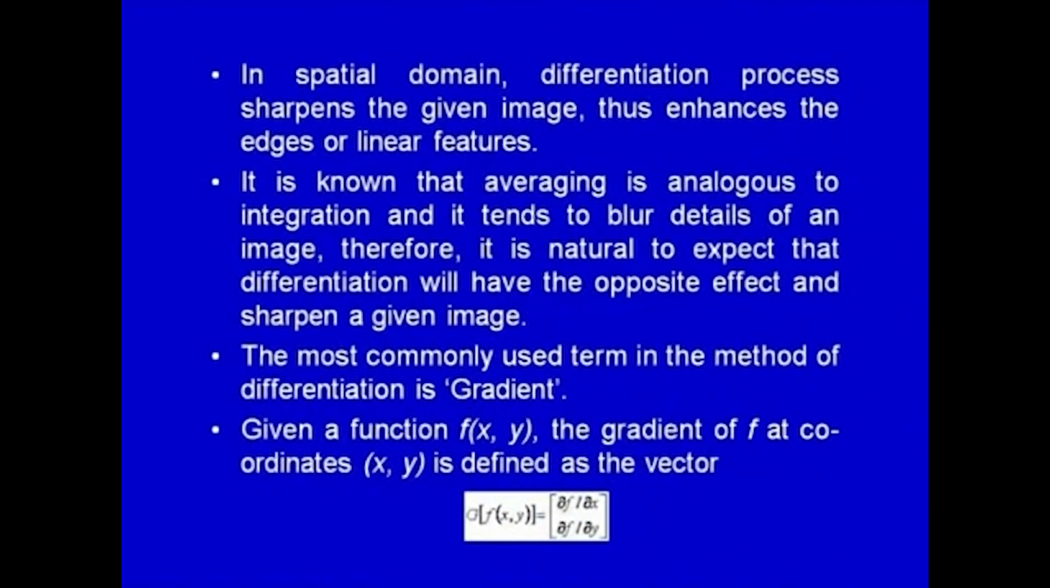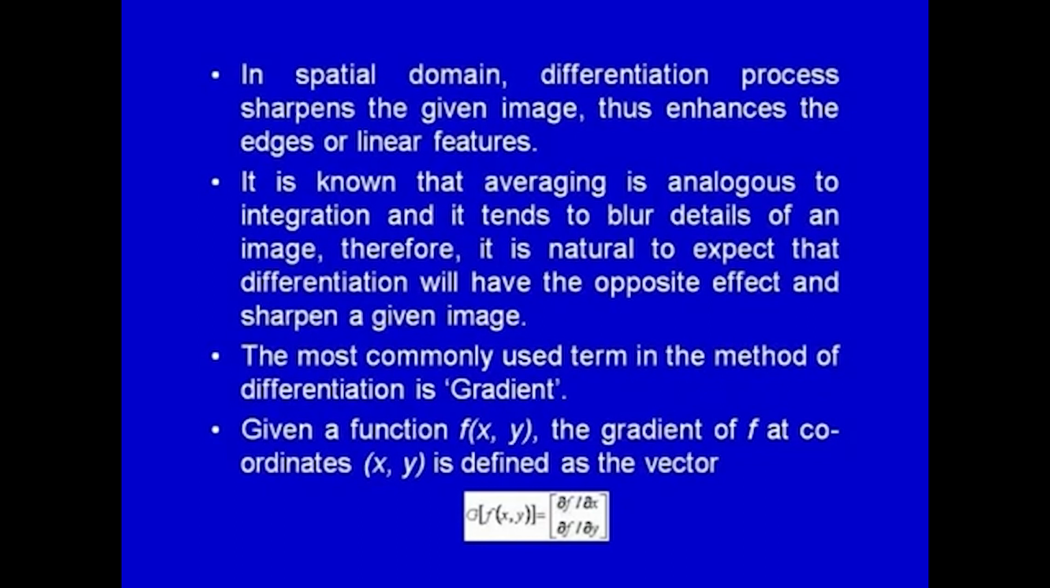In the spatial domain, the differentiation process sharpens the given image, thus enhancing the edges or linear features. It is known that averaging is analogous to integration and that it tends to blur details of an image, and therefore, it is natural to expect that differentiation will have the opposite effect and will sharpen a given image.